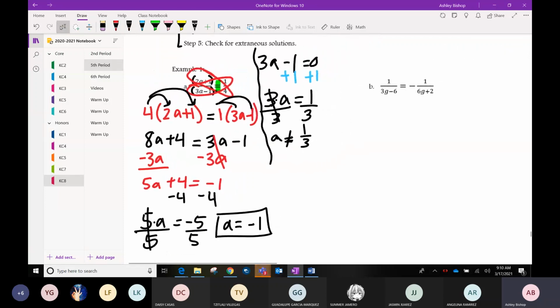So we solved for a, and this is a good answer. If a was equal to 1/3, we would have to cross it out and say no. We'd be like, nope, not good. So this is a good answer. My extraneous solution, a could have been anything except 1/3. So a is negative 1, so we're good. You can't just skip right to the cross multiplying, because you have to check for the extraneous solution first.